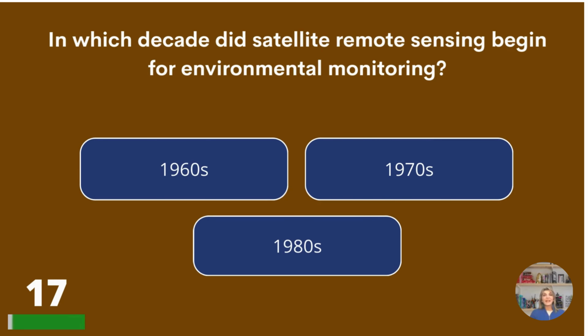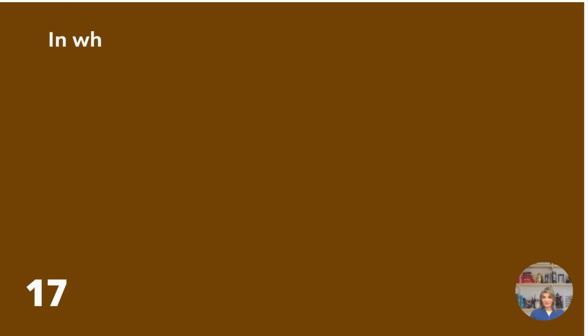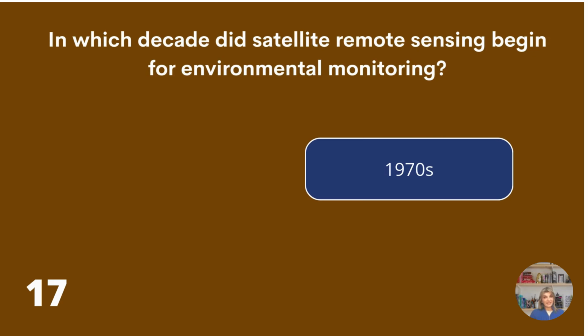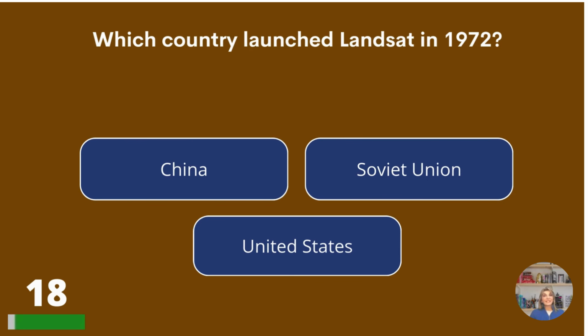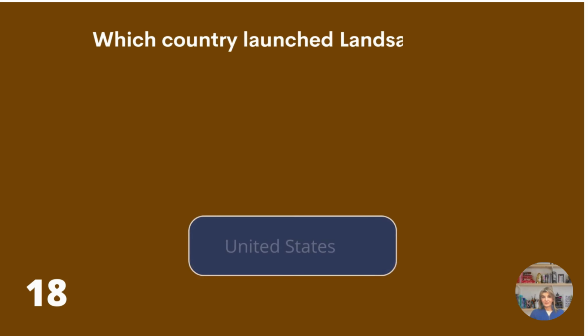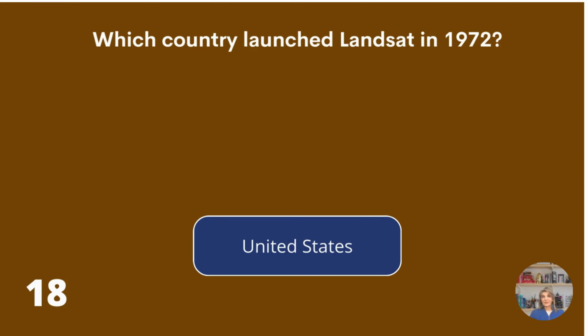In which decade did satellite remote sensing begin for environmental monitoring? The 70s, the 60s, or the 80s? The 1970s. Which country launched Landsat in 1972? China, the Soviet Union, or the United States? The United States.